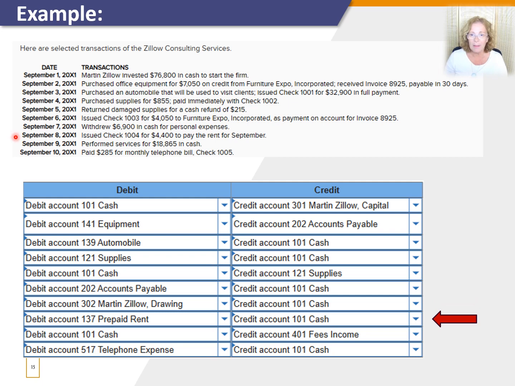On September 8th, the company issued check 1004 to pay the rent for September. The company now has less cash. Cash is an asset, and assets decrease with credits. Therefore, we have to credit cash. The company now has more resources since rent is considered prepaid expenses until fully used up. Prepaid rent is an asset, and assets increase with debits. It means we have to debit prepaid rent.